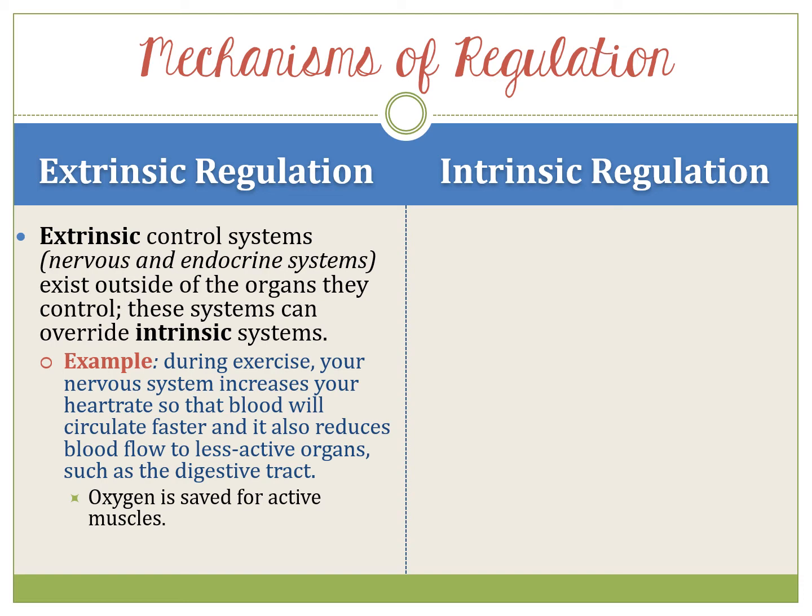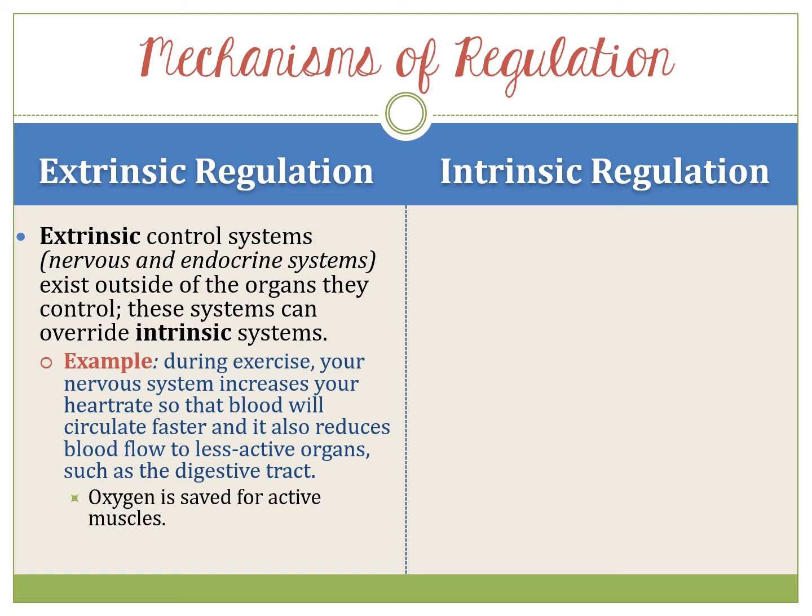So for example, during exercise, your nervous system does a few things during this process. It's going to speed up your heart rate so that blood will circulate faster. And from there, your nervous system also is going to reduce blood flow to less active organs like the digestive tract. And by doing these particular things, we're actually getting more oxygen saved for our active muscles that are being used the most during exercise. So this is an example of extrinsic regulation as far as trying to oversee and regulate this process from the outside.